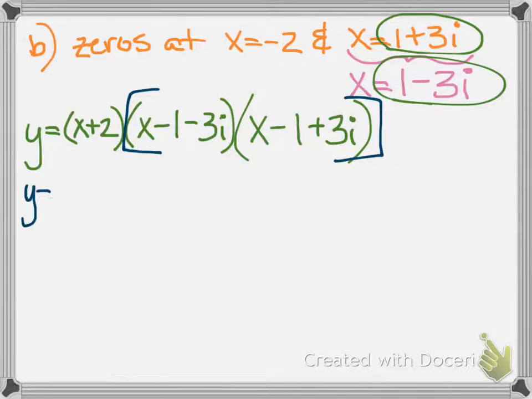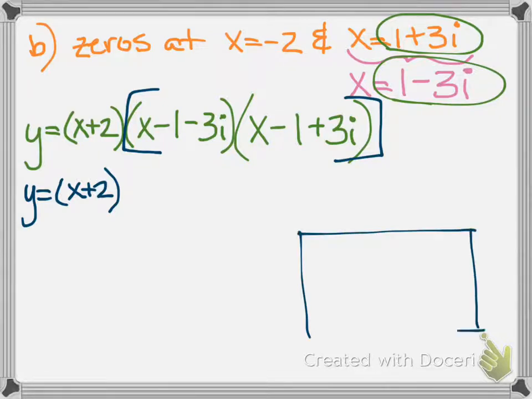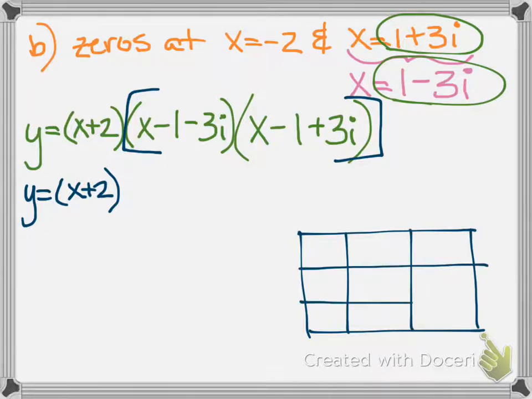So again, I'm going to leave the x plus 2 alone because that's a nice, neat little function. The other two are looking like a mess right now, especially with the imaginary numbers. So off to the side, which I don't have much room on a side, I'm going to do my area model. So a 3 by 3. So I have x, negative 1, negative 3i, and an x, a negative 1, and a positive 3i. So let's fill in our square here.